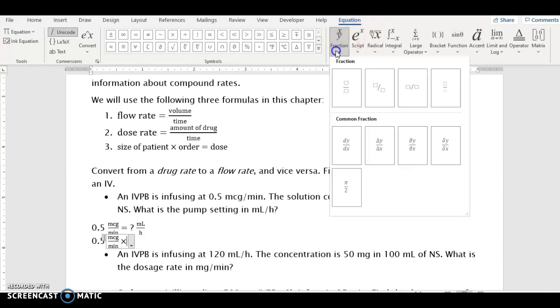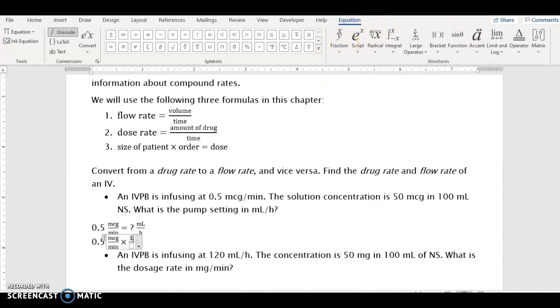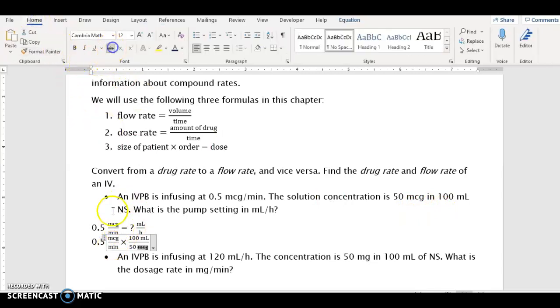Okay, so we're going to multiply by 100 milliliters over 50 micrograms. So we're going to flip over the fraction representing the concentration, which is given in micrograms and 100 milliliters. Flip it over, multiply it by the drug rate, so that in the process we eliminate the units of micrograms.